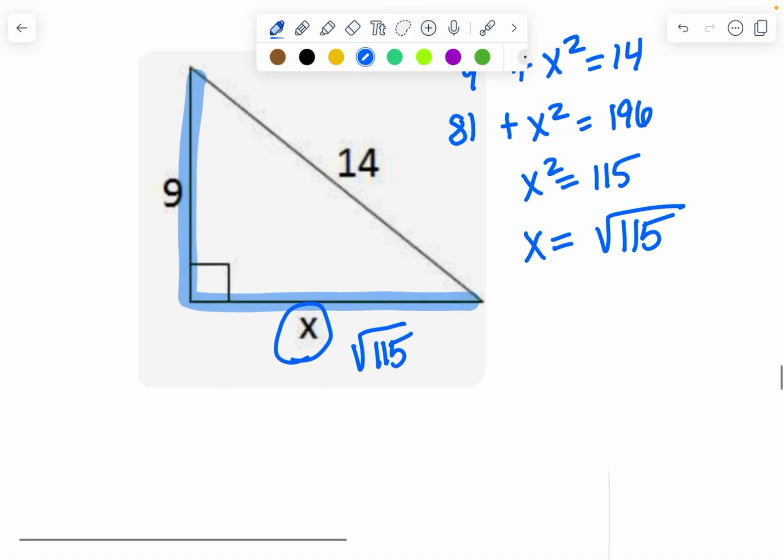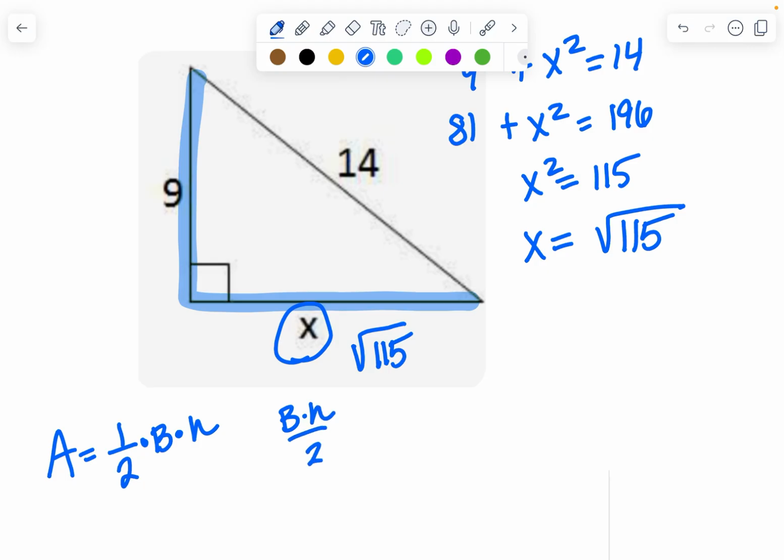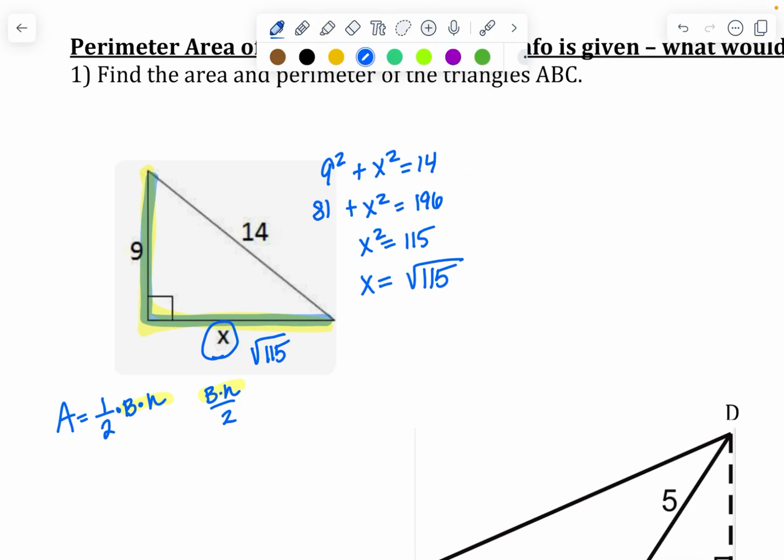So if we're finding the area of this triangle, the area of a triangle is 1/2 times the base times the height. You might have seen it as base times height divided by 2 as well. Either way, however you think about that is totally fine. But what's important for me today, moving forward, is that you understand that the base and the height are the sides that meet at a right angle. In a right triangle, pretty simple. So we would say, okay, here's the base, here's the height, I'm going to divide it by 2.